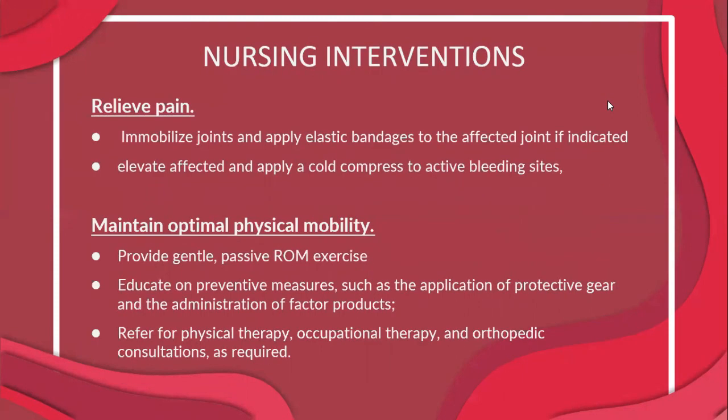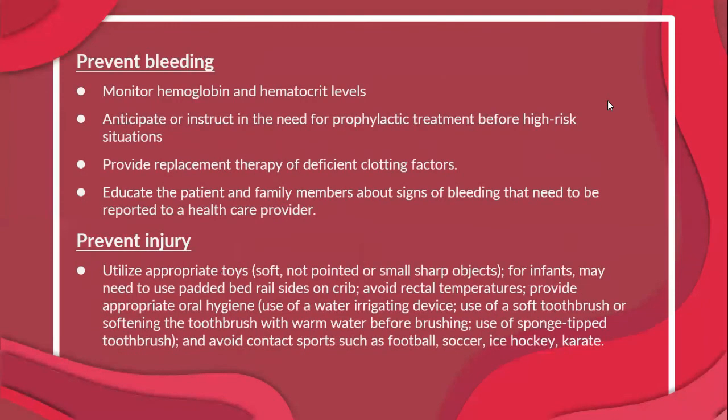Nursing interventions, first is to relieve pain, immobilize joints and apply elastic bandages to the affected joint if indicated, elevate affected area and apply a cold compress to active bleeding sites. Next is to maintain optimal physical mobility. Provide gentle passive ROM exercise. Educate on preventive measures such as the application of protective gear and the administration of factor products. Next is to refer for physical therapy, occupational therapy, and orthopedic consultations as required.